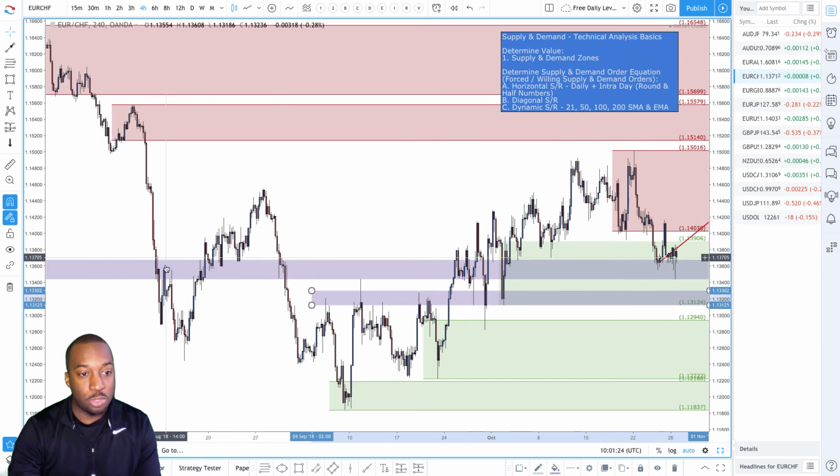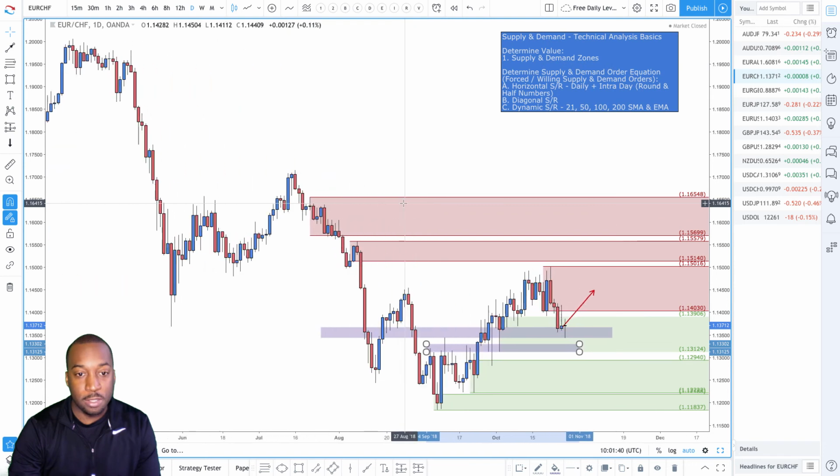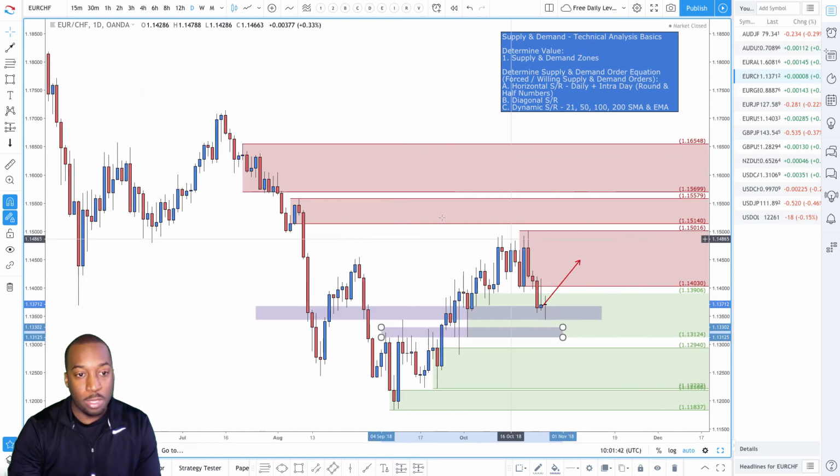Even though you do have some support, some resistance, right? You have a bit of resistance, but recently it didn't really react until maybe here and here. So you can see prices are reacting. If you do want to be a buyer of the euro, if you're looking to be a buyer of the Swiss franc, again, you'd be looking for probably the higher end of this area right here.